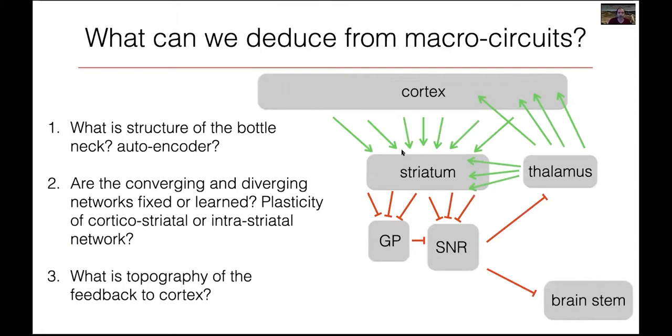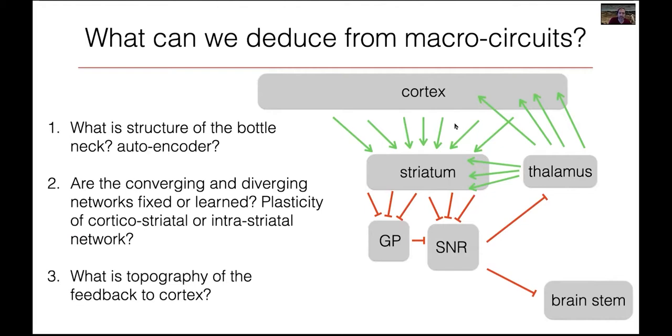Well, one of the most striking features of this circuit is the massive amount of convergence that seems to occur. There are many, many cells in cortex. There are about 10-fold fewer cells within the striatum, and then far fewer cells within globus pallidus and substantia nigra reticulata. In addition, the basal ganglia sensitive areas within thalamus are also quite small. And so there appears to be a great convergence in this pathway.